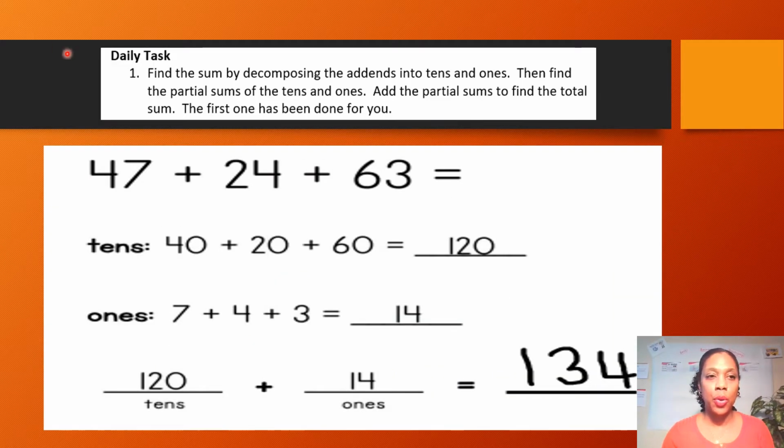Today, in our daily task, we're going to look at a new strategy. We're going to find the sum by decomposing the add-ins into tens and ones. Then find the partial sum of the tens and ones. Add the partial sum to find the total number. The first one has been done for you. Just take a few minutes and look at the example here. And when you go to the next slide, I will walk you through.